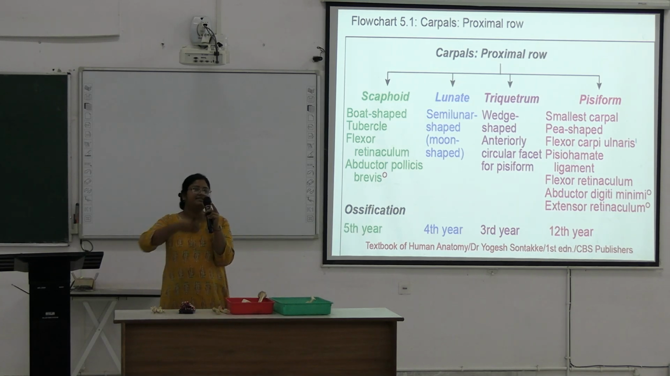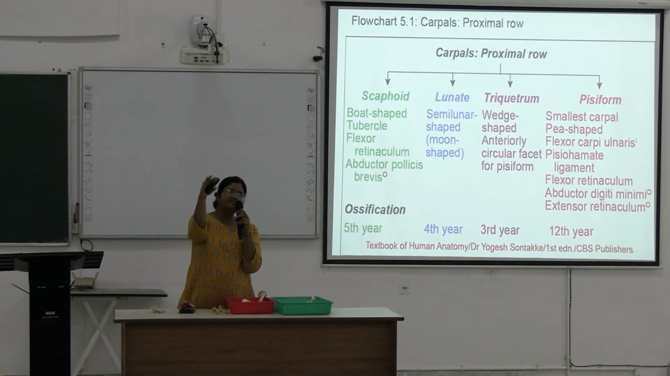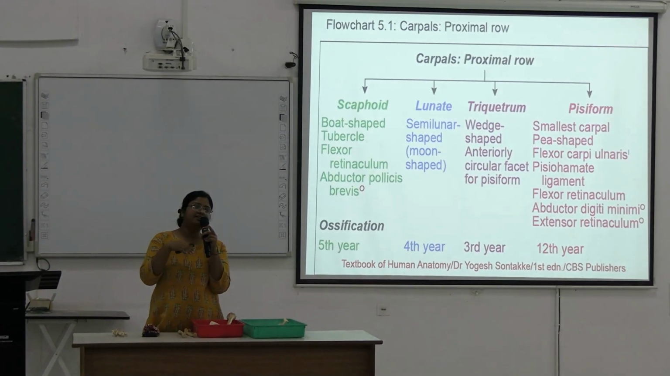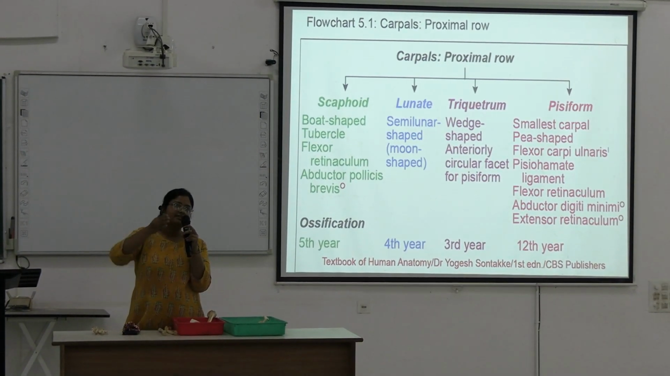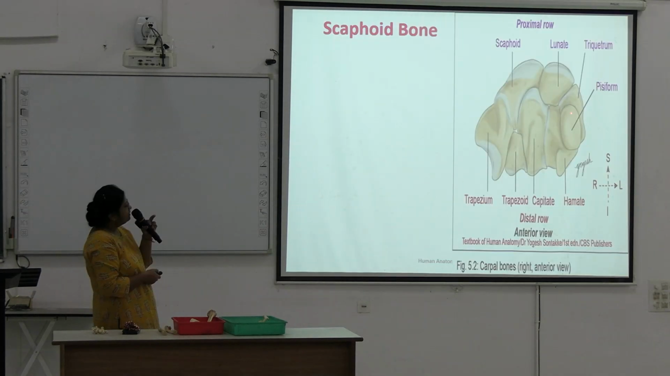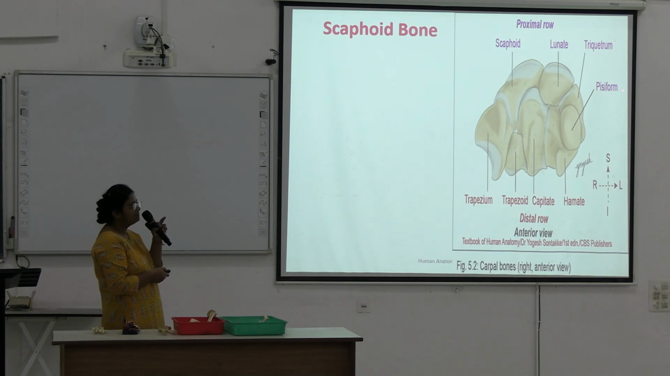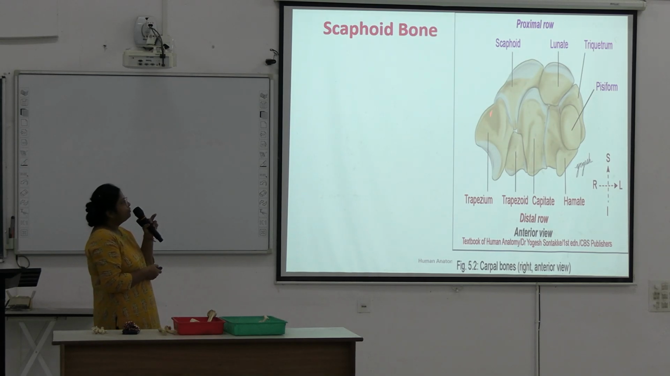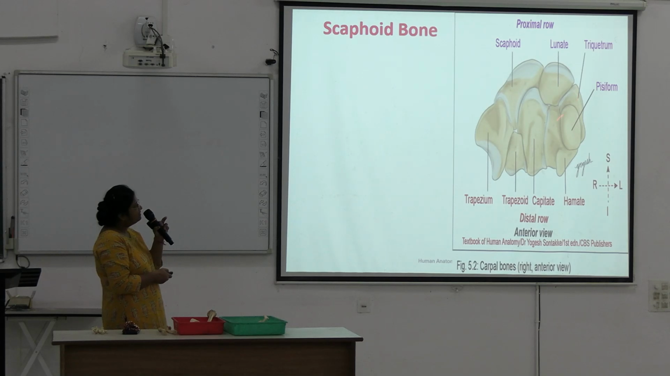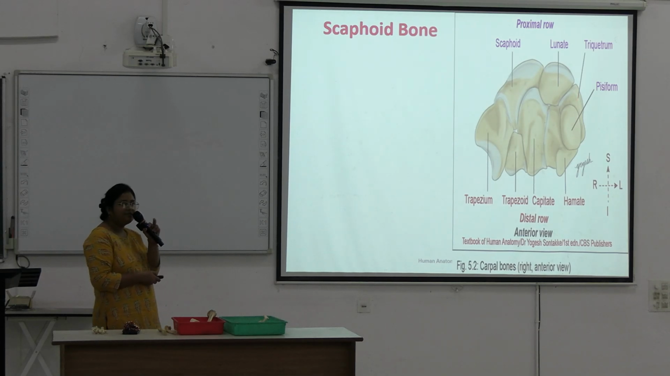Wedge is a structure which is broad on one side and small on the other side. Okay, wedge, this is triquetrum. Wedge-shaped, this part is broader and this part is smaller. All these bones are like wedge-shaped, this is more wedge-shaped. This is boat-shaped, this is semilunar in shape, this is wedge-shaped, and this is pea-shaped, pea-like.